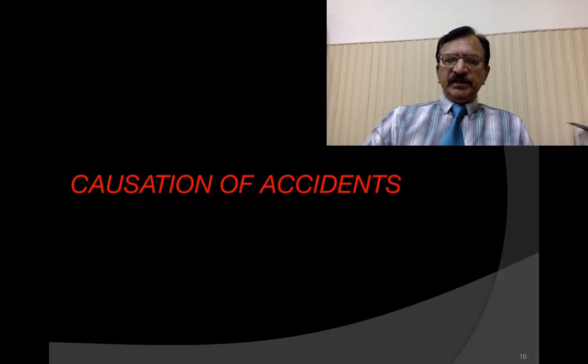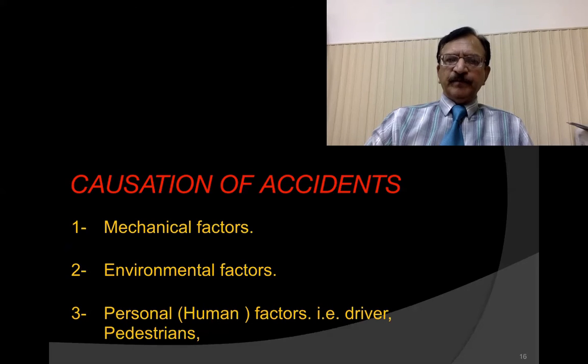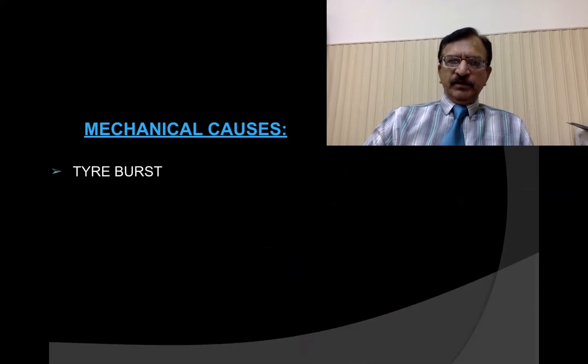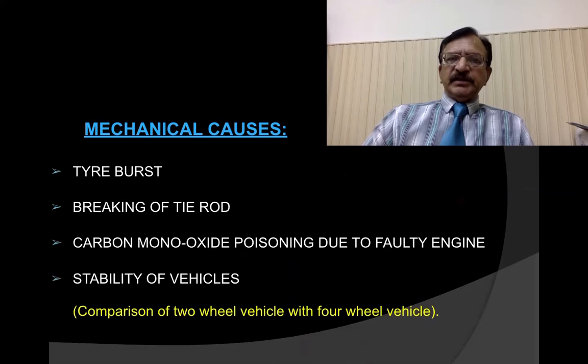So regarding the causation of the accidents, it depends upon the mechanical factors, environmental factors, and the personal factors, that is within the driver or with the pedestrian. The causes of road traffic accident, the mechanical causes are mostly the tire burst, the breaking of the tie rod, and carbon monoxide poisoning because of the faulty engines. Then the stability of the vehicles. As we know, there are two-wheel vehicles which are abundant in Pakistan, and there are four-wheel vehicles.